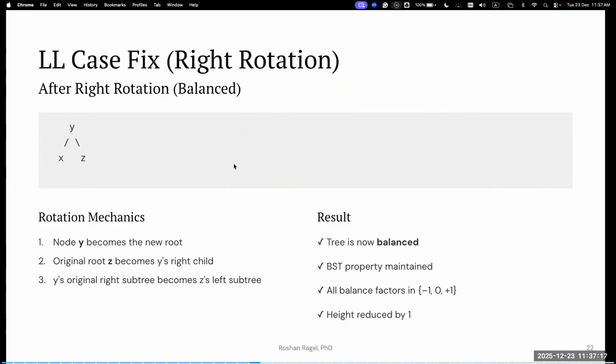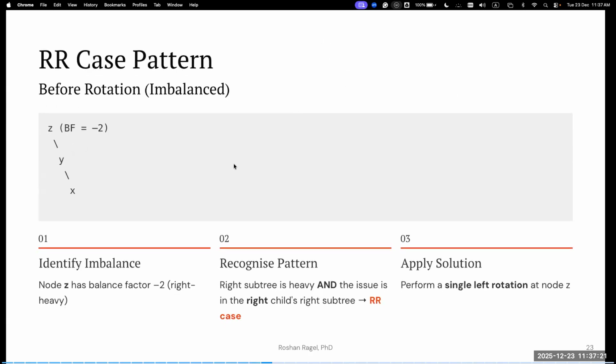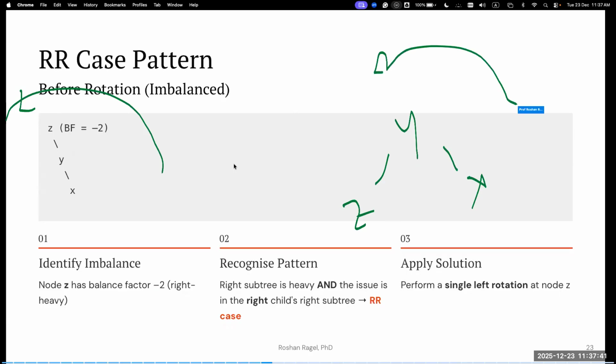And the same applies for the opposite rotation as well. If I have the other side, I'll be doing the rotation this way, the left rotation. So a left rotation will make Y the root, with Z here and X here, right? So that's the opposite side of the rotation, which is called the left rotation, because it's the left side, and the other one we did is the right.